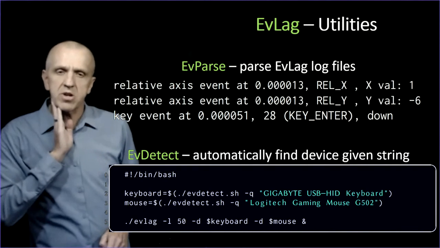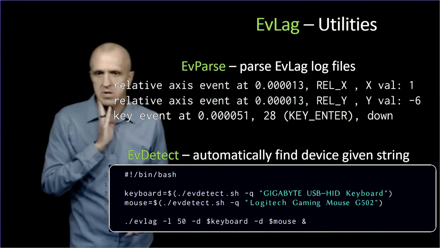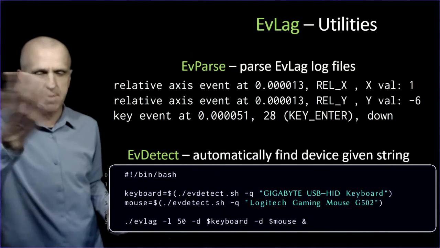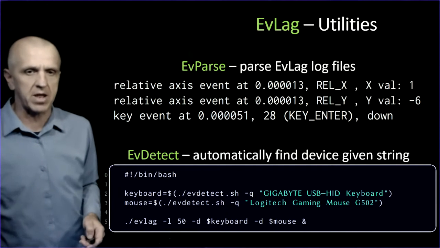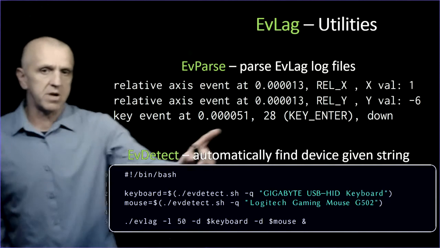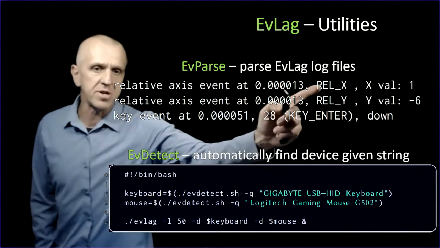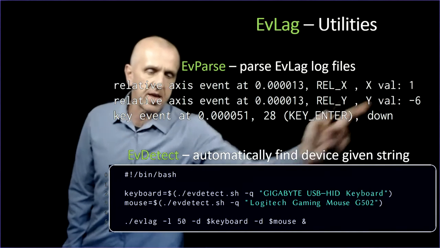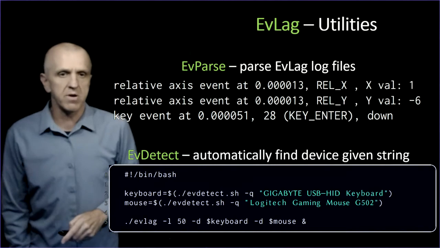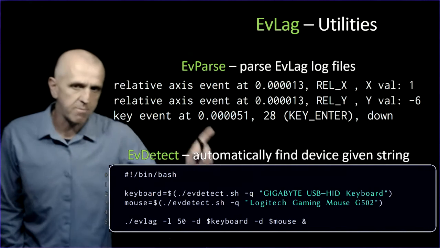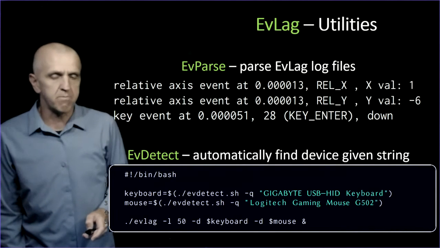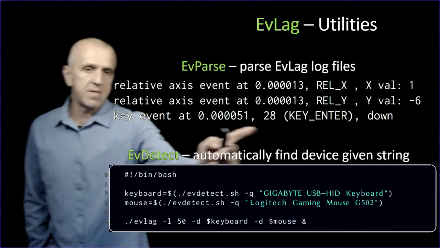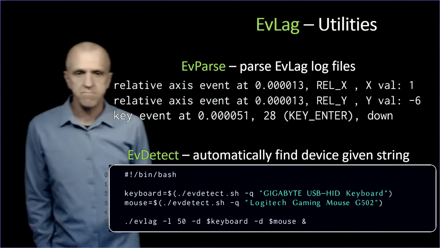So EvLag comes with some utilities too that can be useful for doing experiments or analysis. EvParse takes the log files, which are these character level input codes, and parses them into something a little more readable. Two examples here. It gives you the time of these two actions. This is a mouse event. Relatively, the X moved 1 pixel over, it's horizontal, and the next one, Y moved up -6 pixels. So you could process that. You can get mouse movements out of this. This is another event, a keyboard event. In this case, the enter key is pressed down.